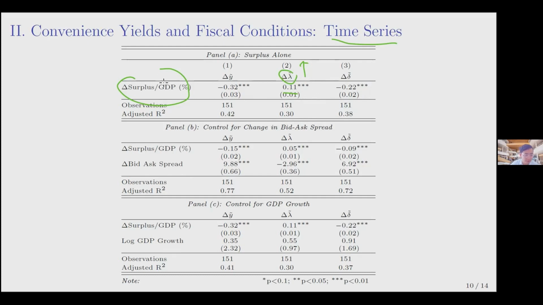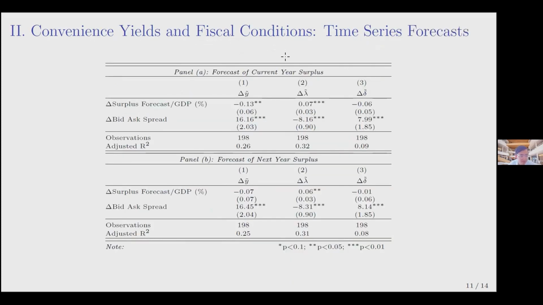Relatedly, we also find that when the country has a high surplus, the default spread goes down. So these two components actually reinforce each other and lead to a big decline in the bond yield of that country. So by combining the cross-sectional and time series result, we always find a positive association between convenience yields and fiscal conditions.